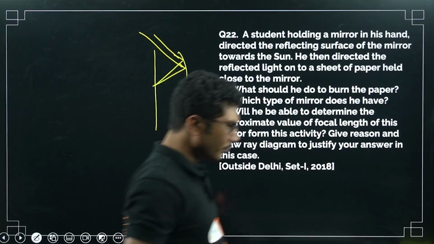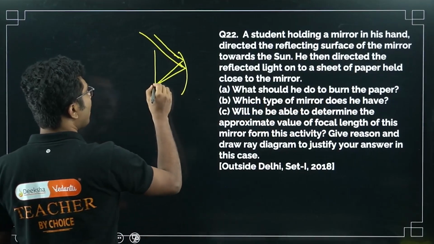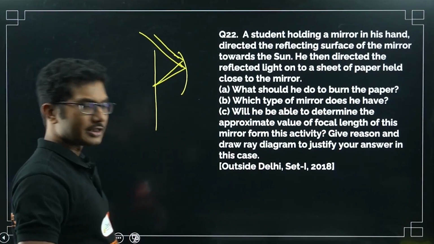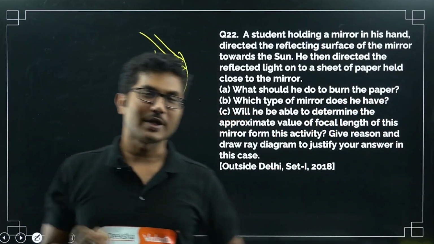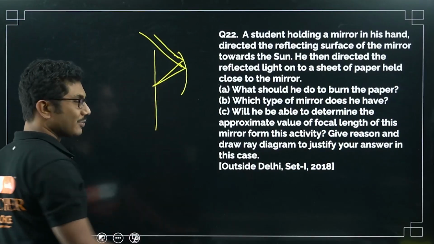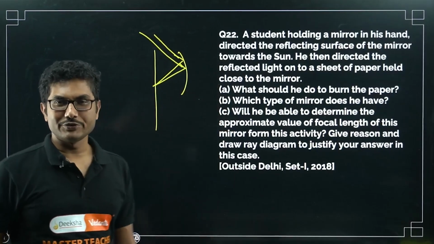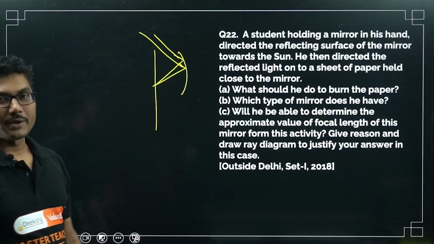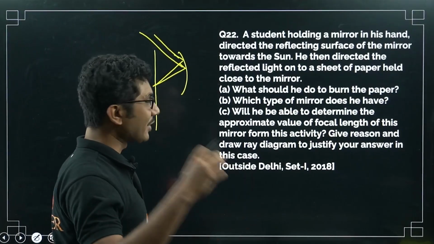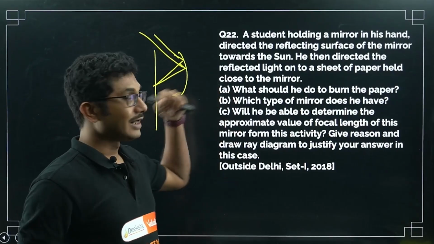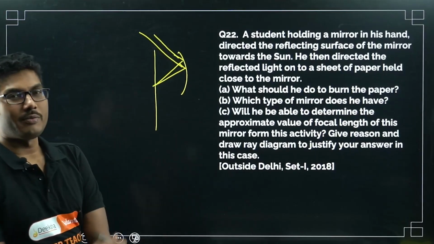Okay, so what he should do, he should try to adjust the mirror so that a very small dot is formed on the paper. This small dot is nothing but an image of the sun. The sun is huge and you are trying to form that image on the paper, and that is why it is getting burned. Whenever you focus on the paper using a lens or a mirror, you are forming an image of the sun on the paper. So the answer is that he has to adjust the mirror so that a small tiny dot is formed on the paper.